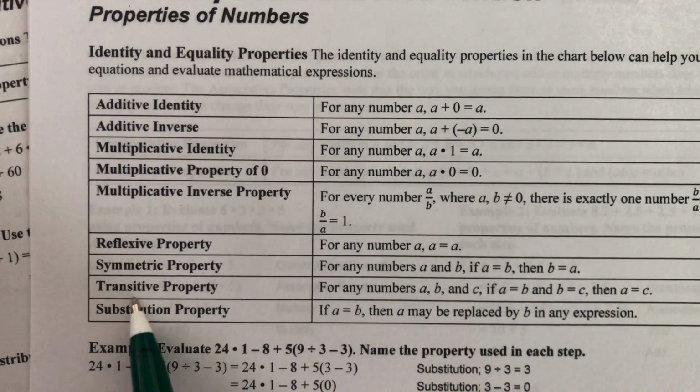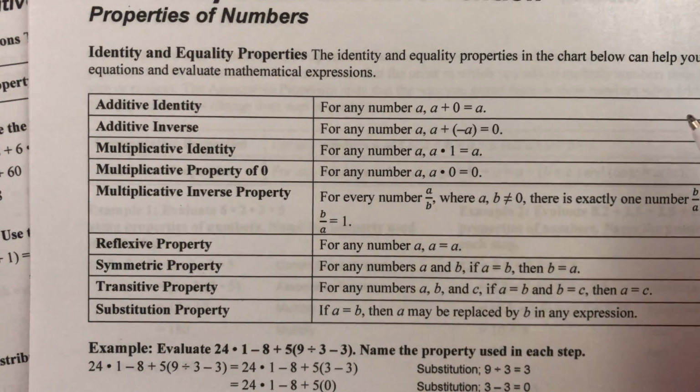Reflexive, symmetric, transitive, and substitution. Substitution is easy, right? As long as you substitute a number in place of something that it's equal to, that's the substitution property. We use this one all the time. It's exactly what you think it is. It's just substitution. That's it.